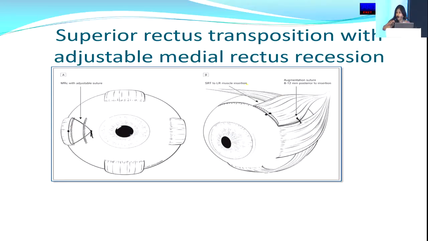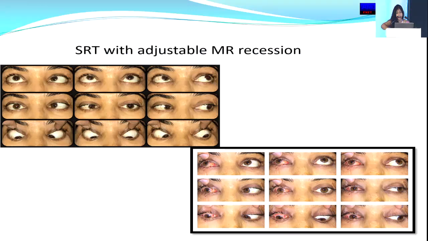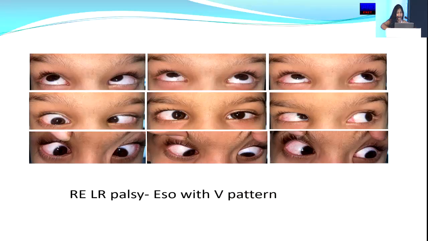More and more nowadays, single muscle transposition surgery is gaining popularity. You may choose to do it with an adjustable medial rectus recession, or you may choose to do simply a transposition surgery, again depending on your deviation. This is a case where we had done SRT, superior rectus transposition, with the adjustable MR, because the deviation was quite significant. That was a large deviation with a large abduction deficit. Post-op, the patient was relatively aligned with good abduction recovery.